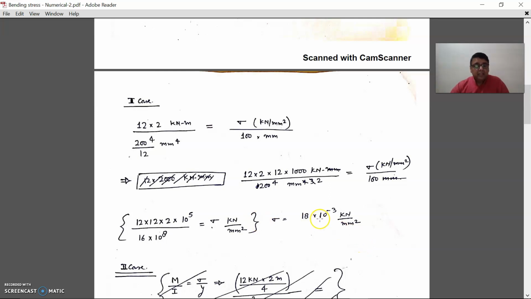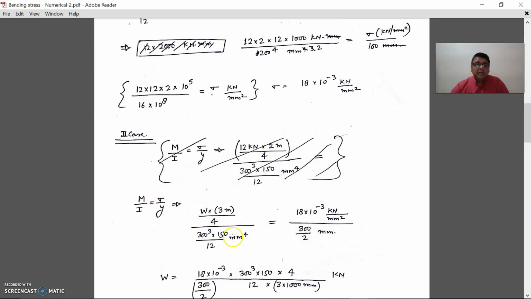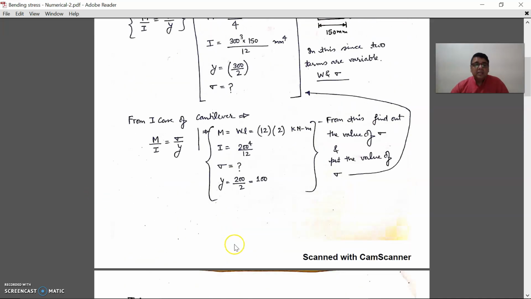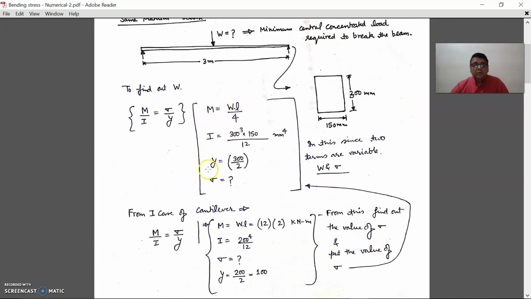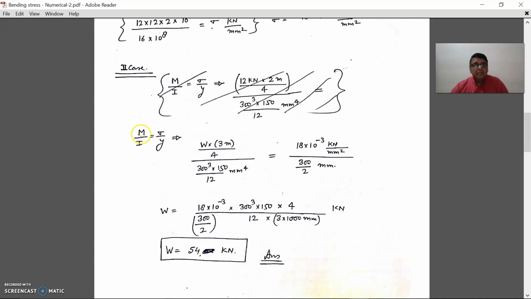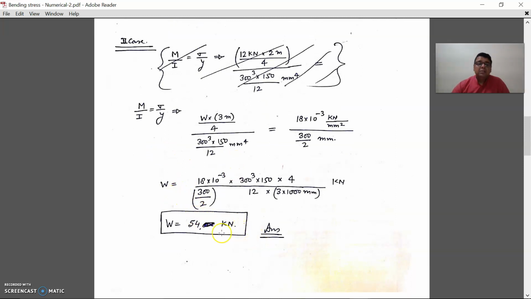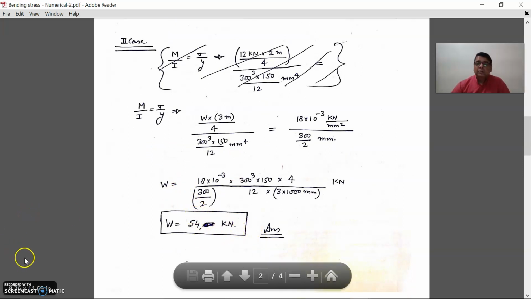Now it's very easy. I can put this value of sigma into the second case, right? Once I know the value of sigma, I can always get the value of W which he is asking. So in this, M over I is equal to sigma over y, and the value of M I can put across, and in the same manner I'll put all these different values into it and we'll get the value of W, and W is 54 kilonewton, right? Okay, thank you.